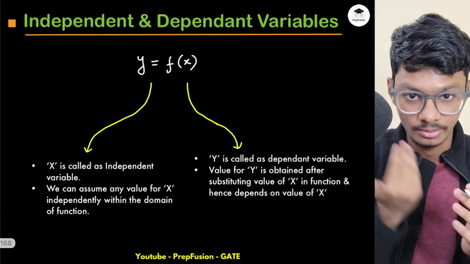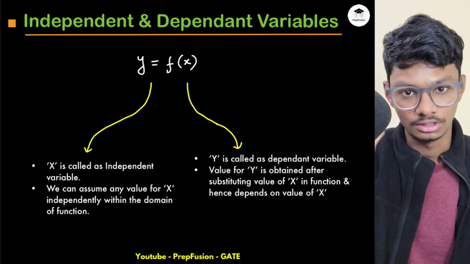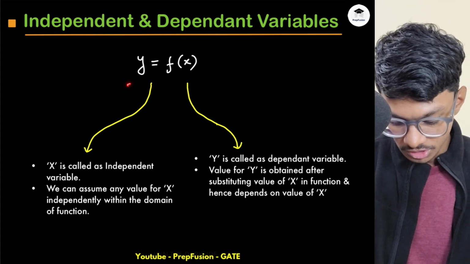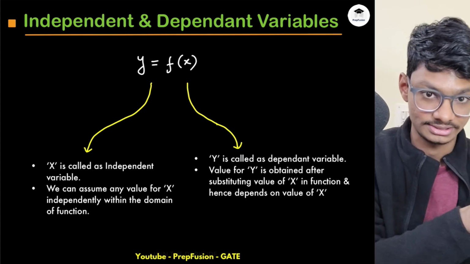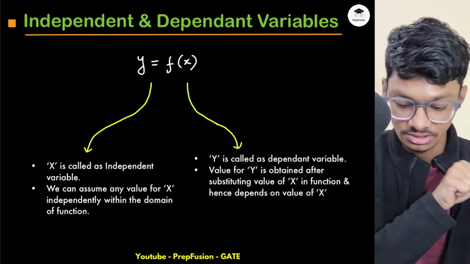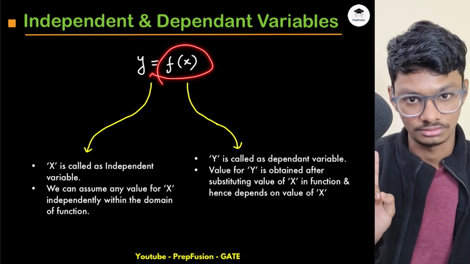Okay, now let's understand dependent and independent variables. I have talked about this previously, so let's try to understand this in a better manner. So y equals to f of x. Y is a function of x, so y is dependent on x. Whatever values x changes to, y will change to some other value according to the relation between y and x.